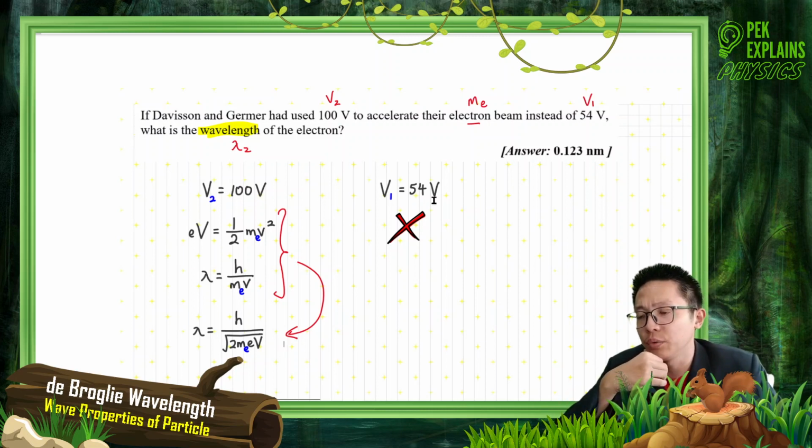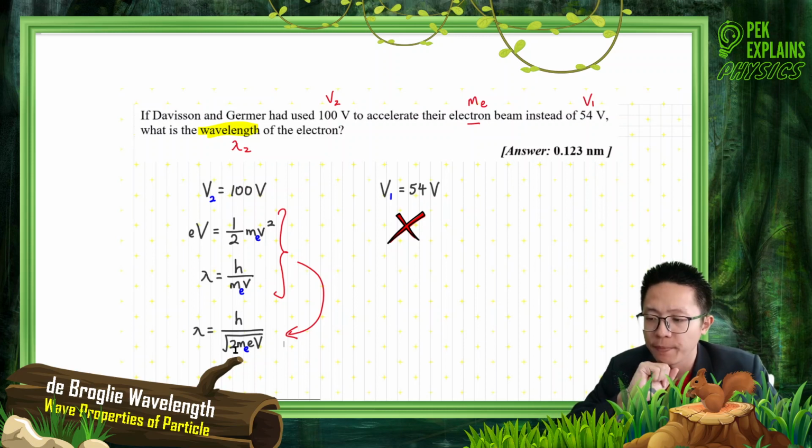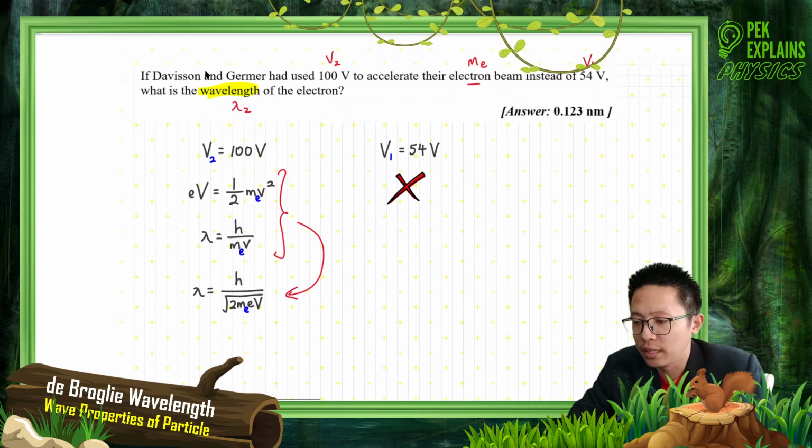Now, do we still need the 54 volt? Or is this new condition information already sufficient? You look at here, we want to find the wavelength of the electron for the new condition, which I put as lambda 2. This is the voltage 2. I put in the voltage 2, I put in the lambda 2.